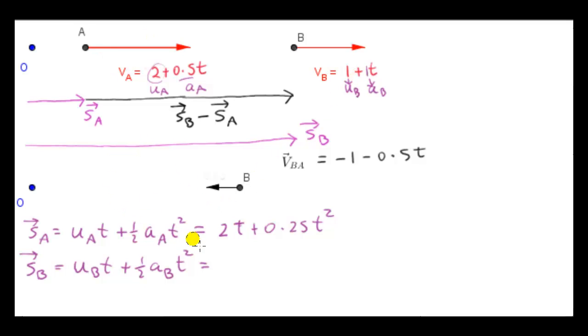Okay, similarly for SB, but we must remember to add on the position of particle B at t equals 0. The initial position we saw is 5 meters. So when t is 0, we just get SB equals 5. That's what we want. So the initial velocity is 1. The acceleration is 1.